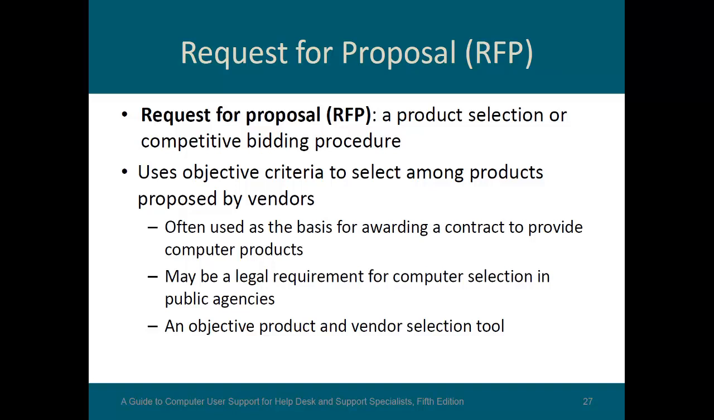So let's talk about the RFP, which is a product selection or competitive bidding procedure. It uses objective criteria to select among products proposed by vendors, often used as the basis for awarding a contract to provide computer products. So most public agencies will put out an RFP whenever they need any kind of computer support, and they need to put that out to multiple companies to let them bid on that particular quote.